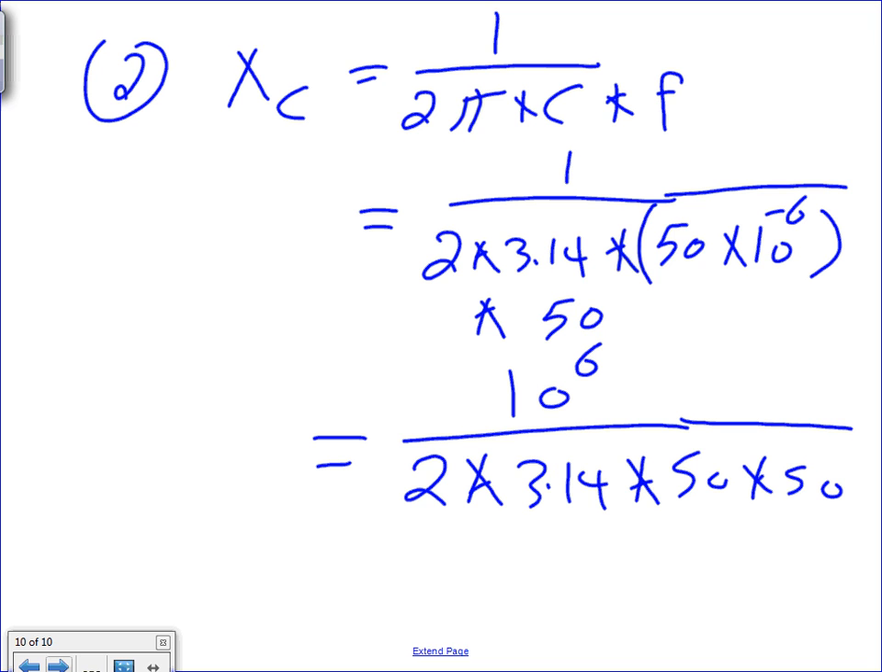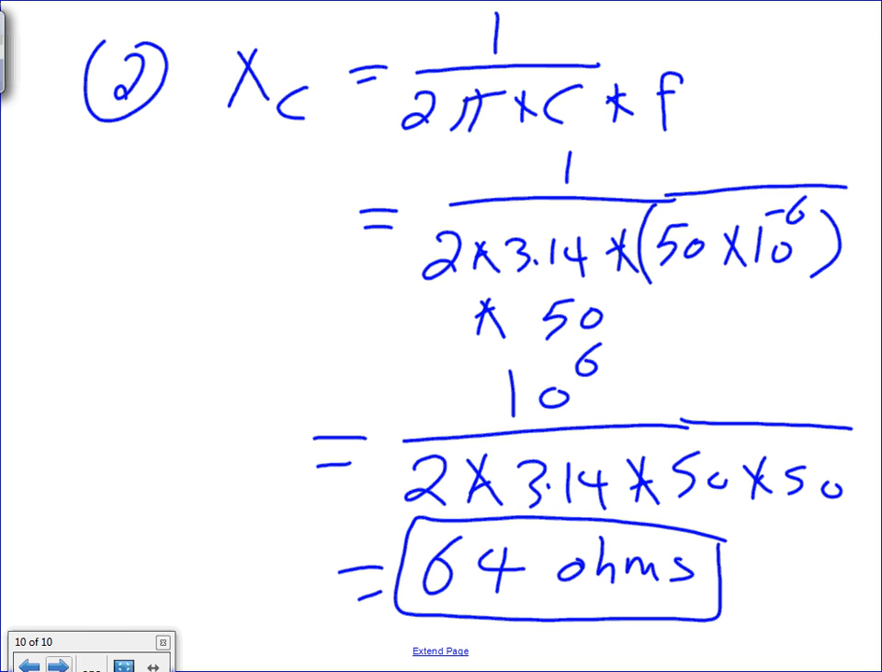And if you guys did this one, you end up with, and I approximated here, 64 ohms as the capacitive reactance of this capacitor that's burning in Europe. Any questions, guys? That's all. Any questions? Actually, is this hard? More or less.